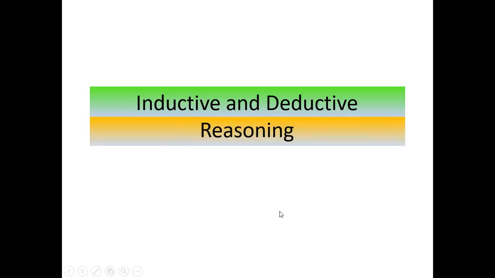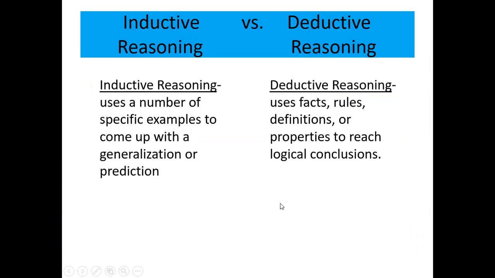Okay, we're going to talk about reasoning, inductive and deductive. You could write books about both of these types of reasoning, so we'll not spend a lot of time on the two ideas, just a couple of ideas that they talk about in geometry. Inductive reasoning is where you come up with specific examples to come up with a generalization or a prediction. Deductive reasoning uses facts, rules, definitions, or properties to reach logical conclusions.